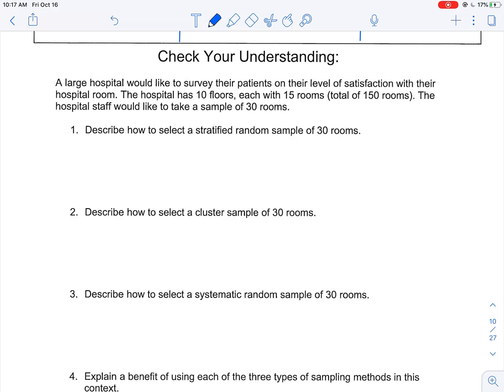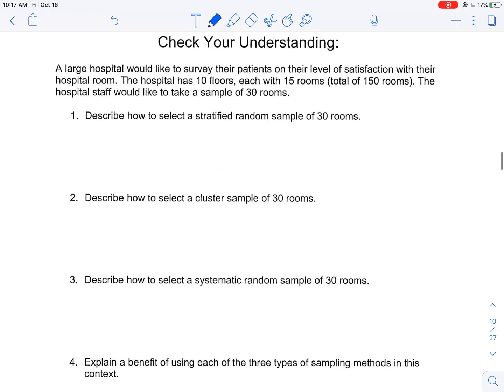A good way to do these check your understandings is to do this. I've read the prompt. You could try 1, 2, 3, and 4 all on your own. Come back and watch the video about how I explain it. You could do it problem by problem. So pause here, try number 1, listen to the explanation, then pause. Do number 2.